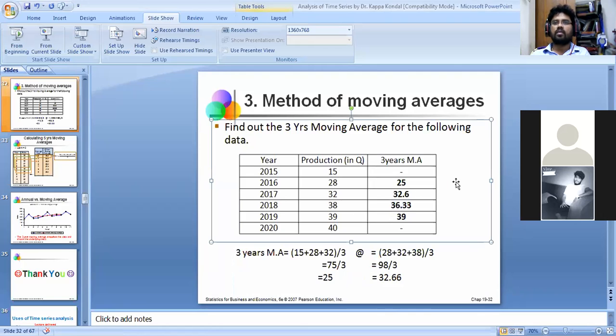Okay. Now, why can we use this method of moving average when there is a simple free-hand drawing method? So we should compare why we can use this moving average.